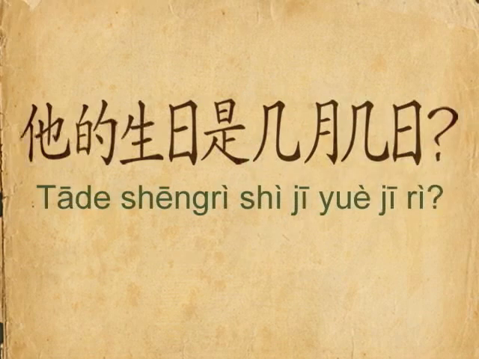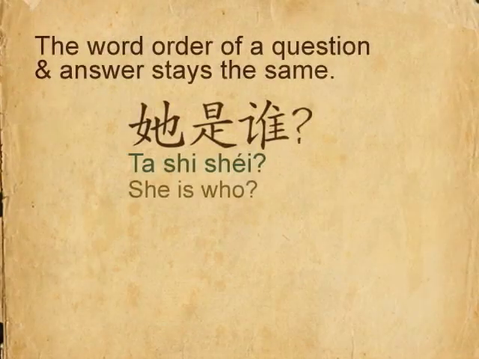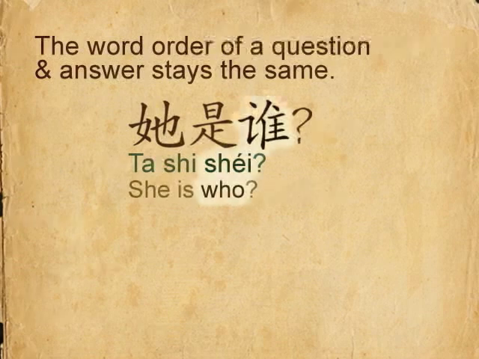他的生日是几月几日? Repeat after me. 他的生日是几月几日？Great job, 同学们! Let's talk about the grammar in today's sentences. Two of our sentences were questions. The first sentence was, 他是谁? The question word, 谁, meaning who, comes at the end of the sentence.